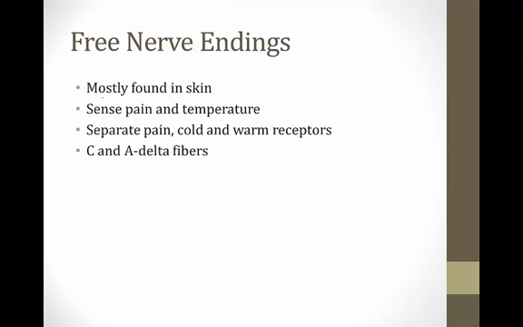So free nerve endings are mostly found in skin. They sense pain and temperature. There are separate free nerve endings for pain, cold, and warmth with different receptors. And these signals are carried to the brain by C and A delta fibers.